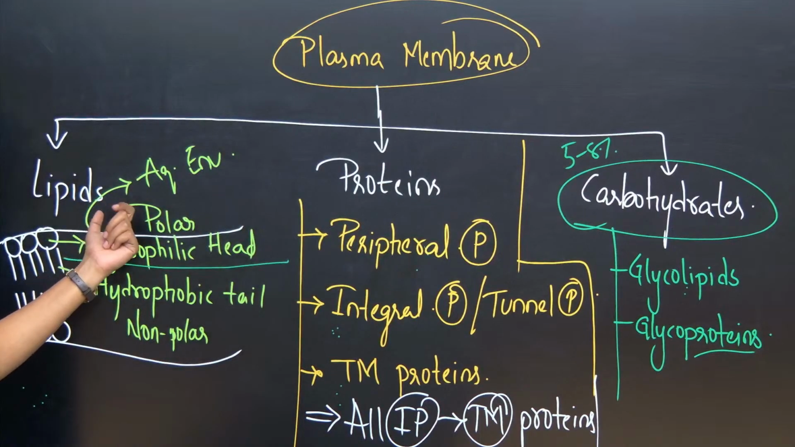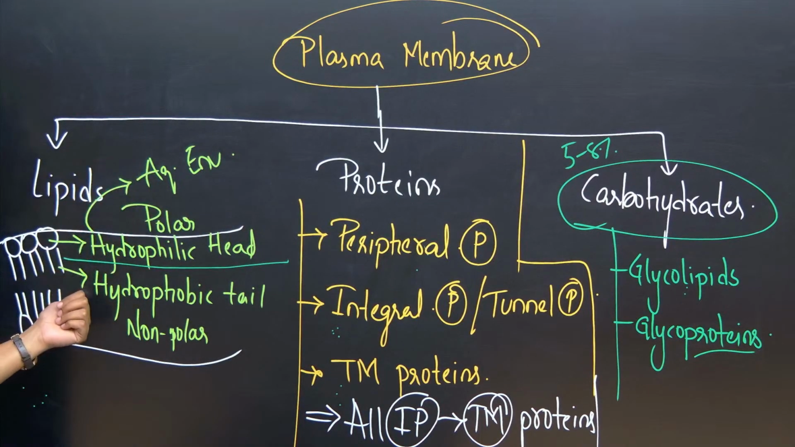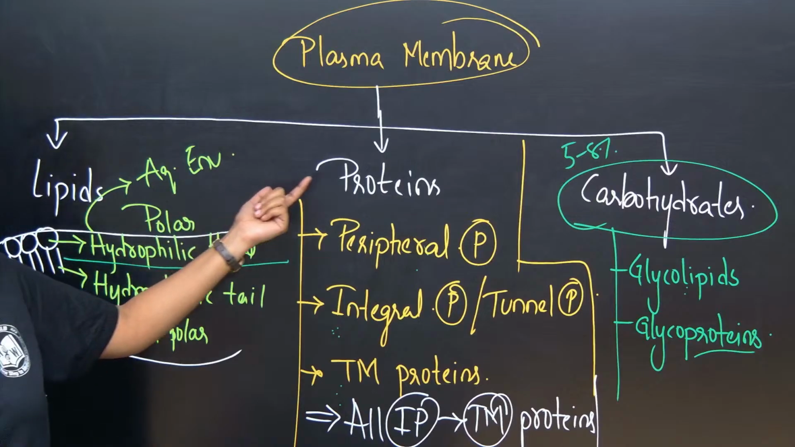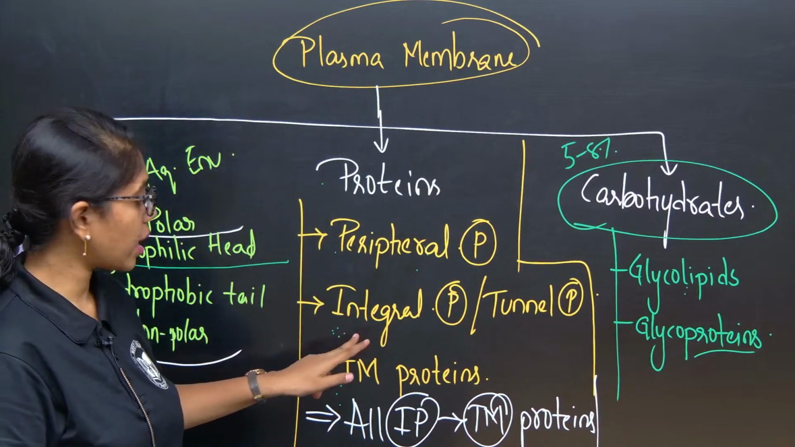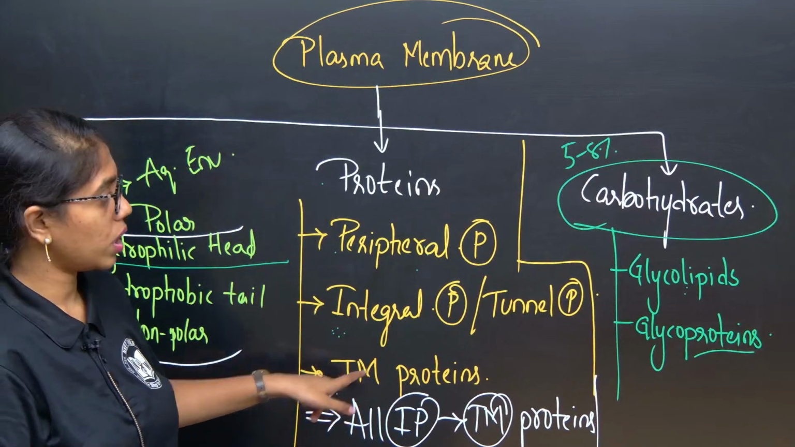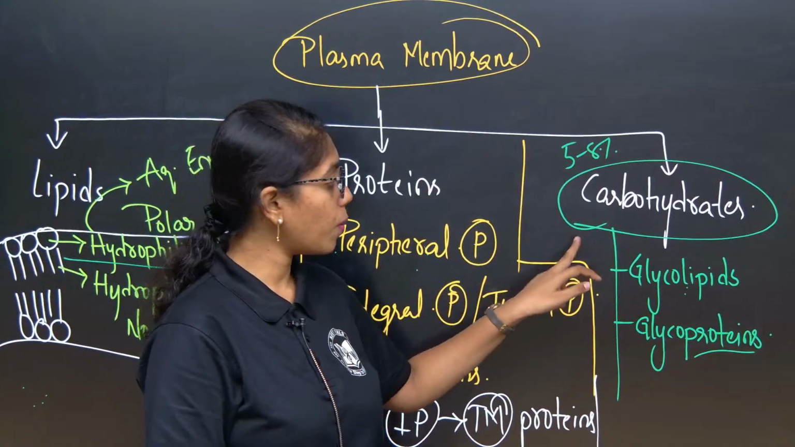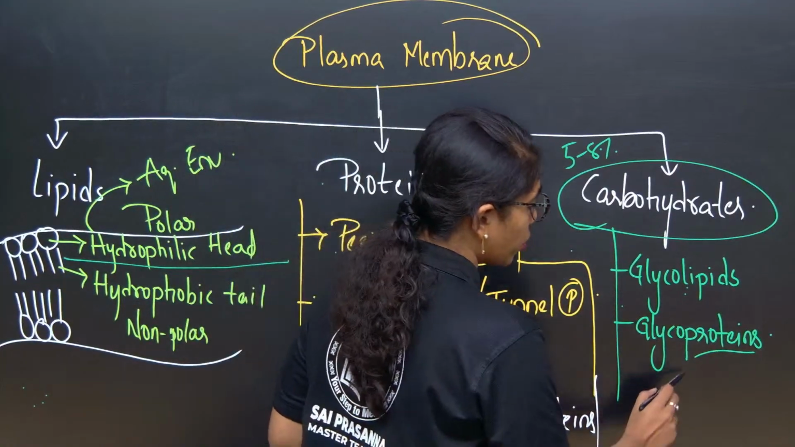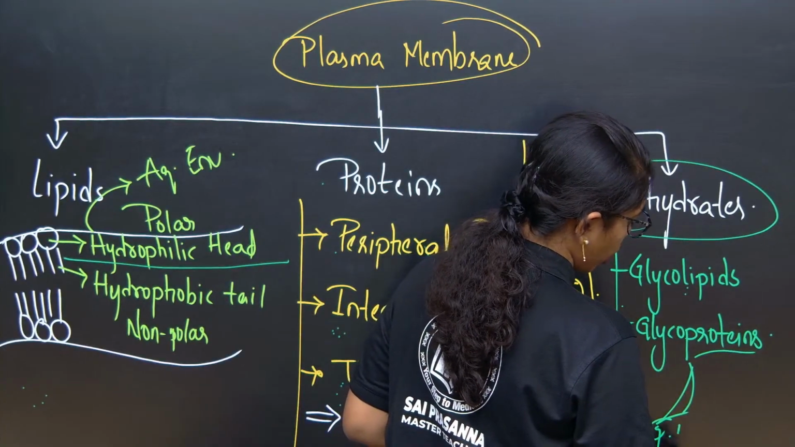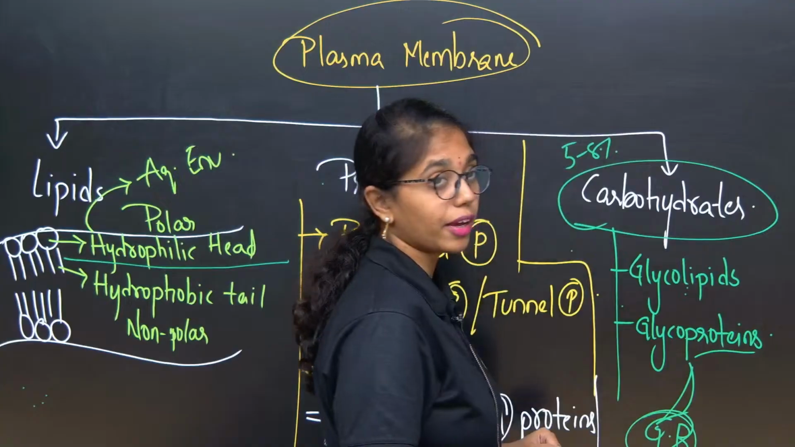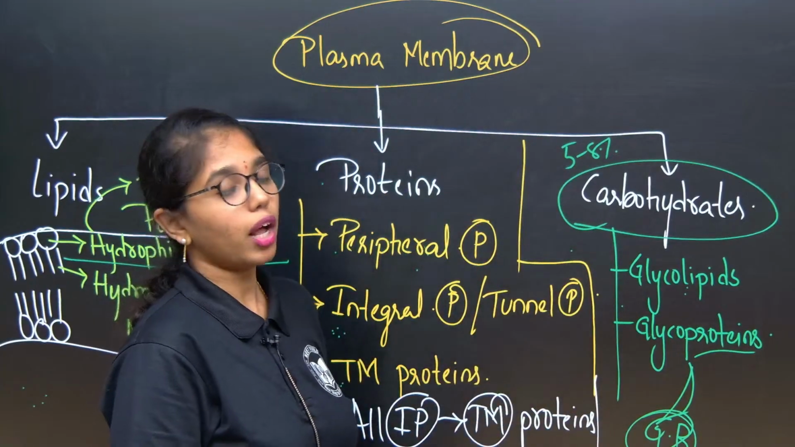Hydrophilic head is polar, that is towards the aqueous environment. Hydrophobic tail is non-polar, that is inside the lipid bilayer. Proteins are peripheral proteins, integral or tunnel proteins and transmembrane proteins. Carbohydrates are in the form of glycolipids and glycoproteins. These are secreted from Golgi bodies.